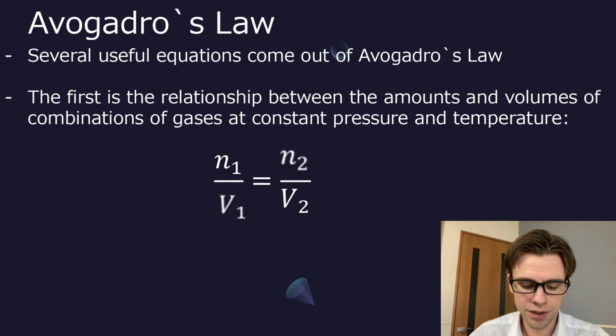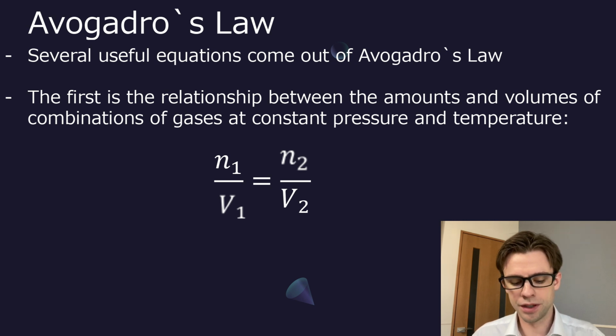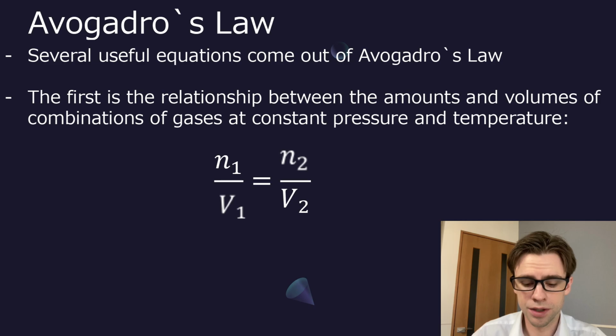So you can kind of treat this as initial and final conditions, N1 and V1 being initial, N2 and V2 being final, and we're changing volume or number of moles, one of those, N or V, in the final conditions, and that will necessarily change the other one, okay? If we change N1 to N2, V1 will go to V2 if we keep constant pressure and temperature as well.